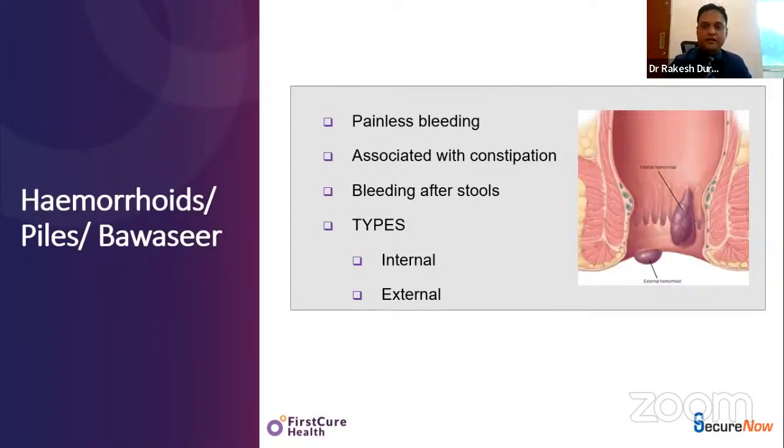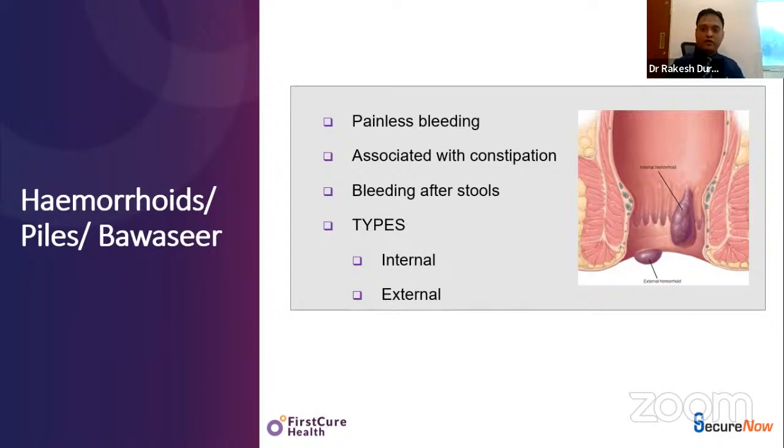Our talk involves the three basic diseases which constitute 99% of the problems related to our back passage. That is number one, hemorrhoids or piles, which in our local language we call Bawaseer. Next comes the fistula or Bhagandar, and third is the fissure. First, I would like to talk about the hemorrhoids, the piles. In this, the most common symptom is the painless bleeding.